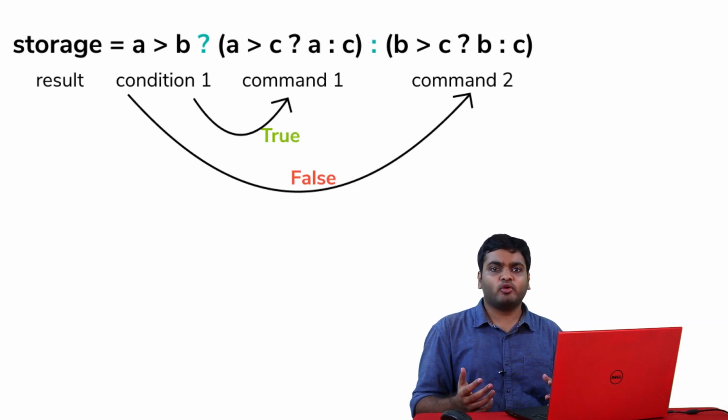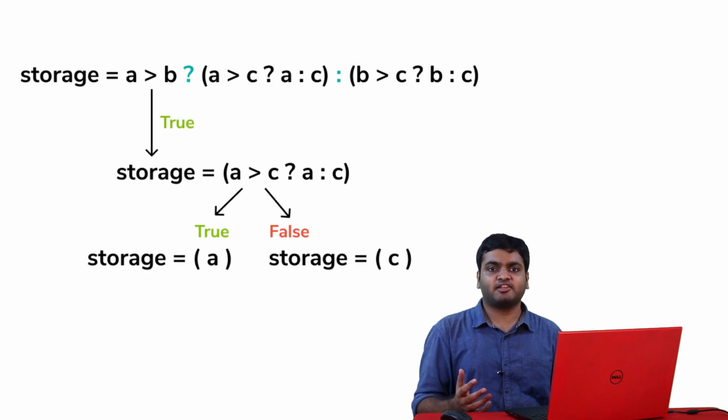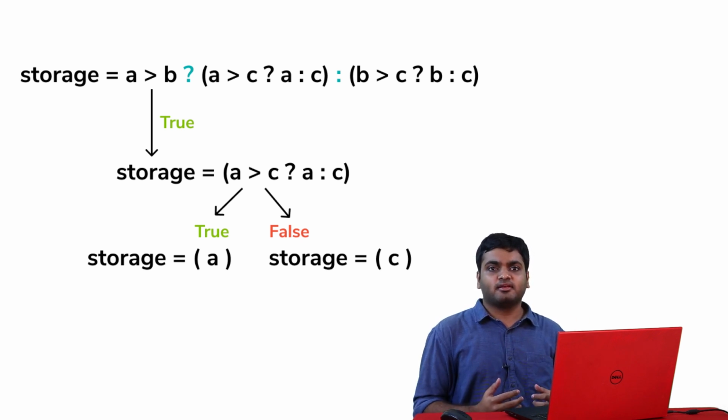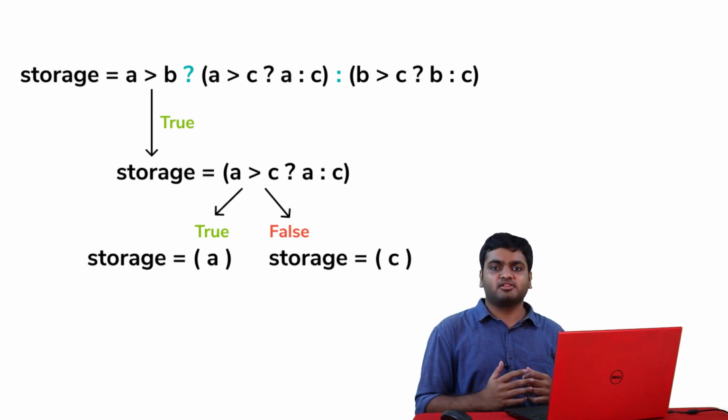Here the storage variable only stores the result. A is greater than B is our first condition. If it is true, then the control is transferred to command 1. Obviously, command 1 is a nested ternary operator. Let's understand what happens inside it. If the condition in command 1 is satisfied, that is, if A is greater than C, then the value to be stored in the variable called storage is A. This is because A is greater than both B and C. Thus the value in it is the greatest number. But if the condition in command 1 fails, that is, if C were greater than A, then the value stored in the variable called storage is C.